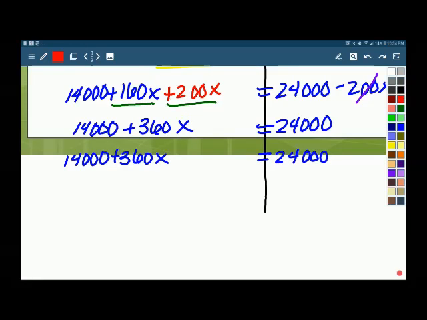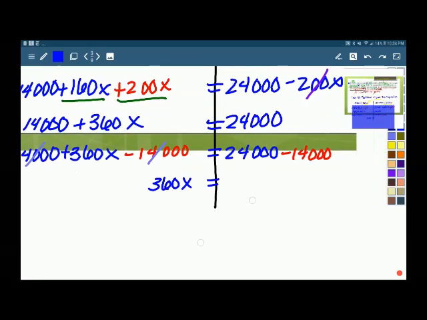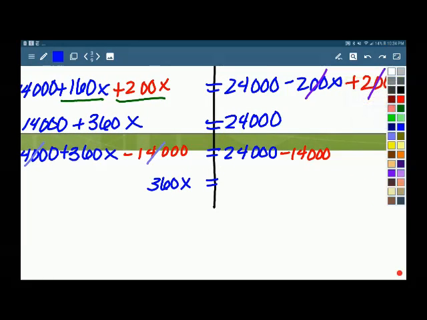And I'm going to insert the opposite. So the opposite of positive 14,000 would be negative 14,000. Which positive 14,000 and negative 14,000 becomes 0. That's exactly what we wanted. And now we have 360x left over. And we need to subtract 14,000 from 24,000, which gives me 10,000.